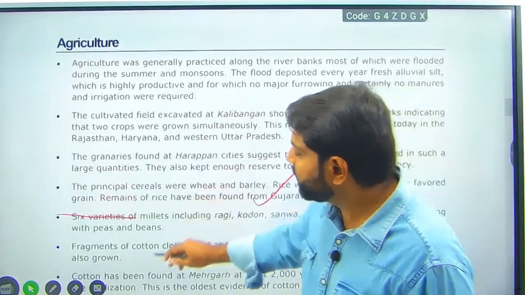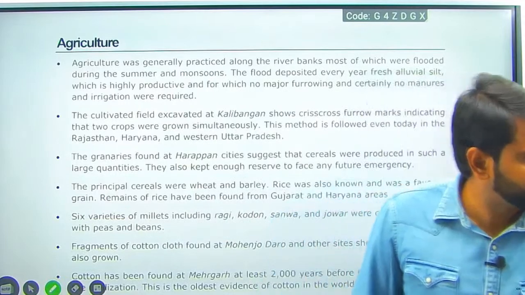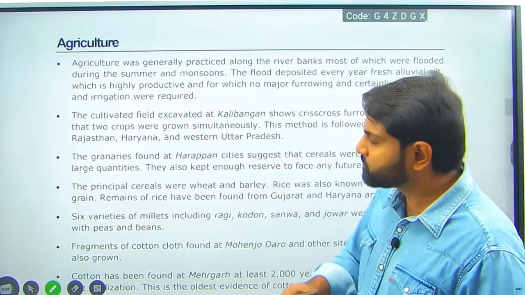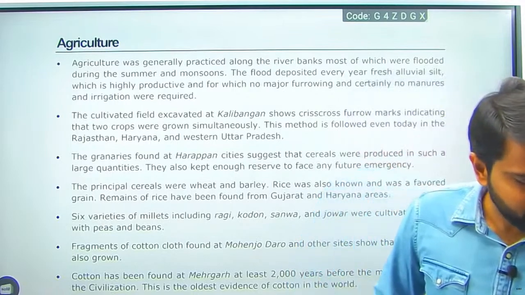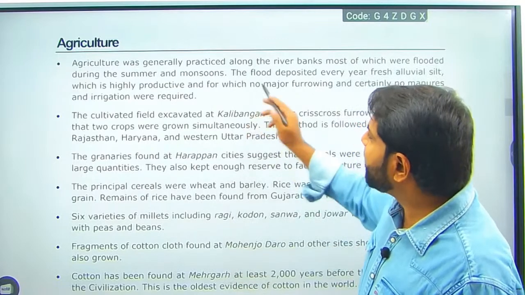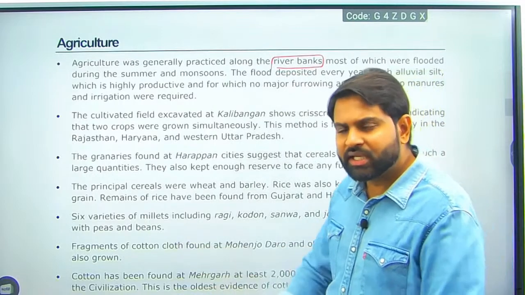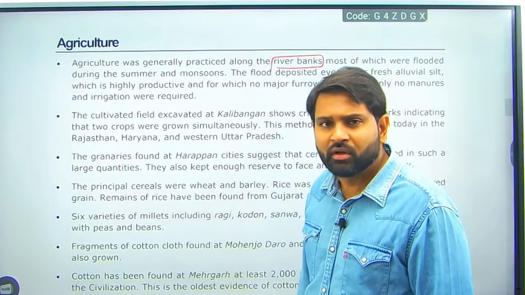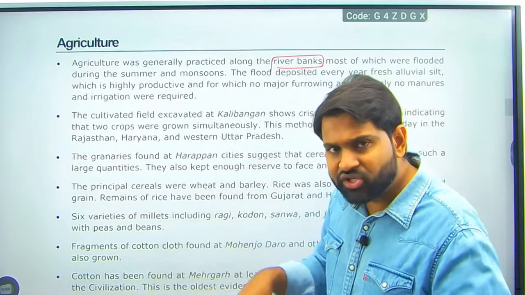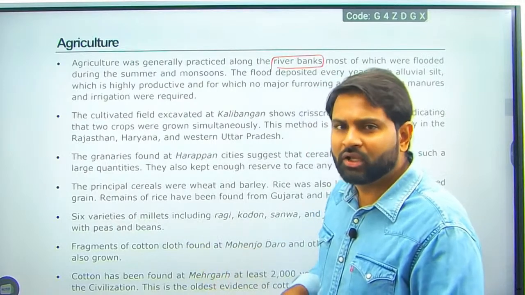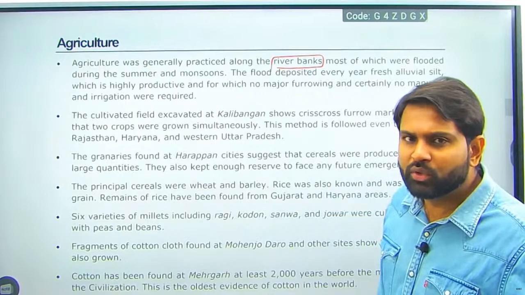Then come to agriculture. Agriculture was generally practiced along the river banks, mostly flooded during summer and monsoons. But if you see, this is the region where we don't see rainfall now because of monsoon. So this gets rainfall during winter season during any western disturbances. If you see the Indus Valley region, these places the monsoon winds will be dry. You will not get any monsoon rains normally. But we see the floods, we see the rich rains during those times. Maybe climate change we can consider.